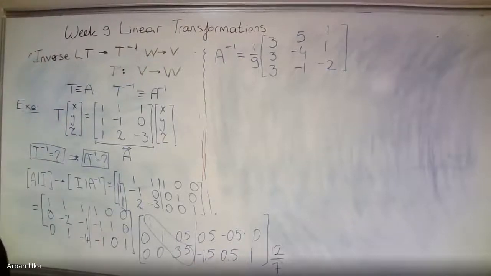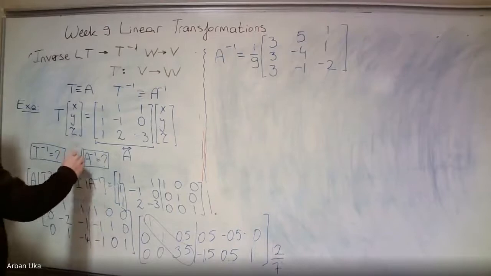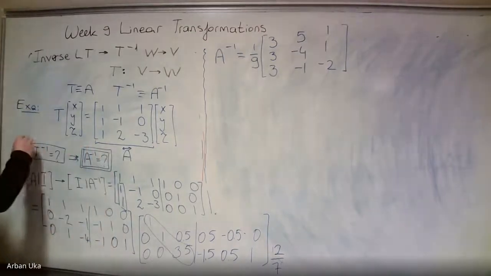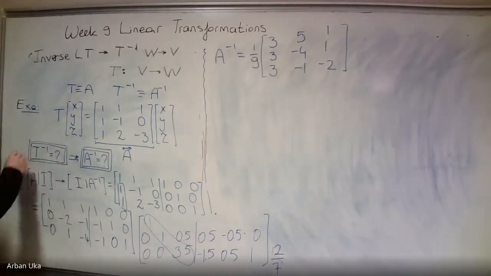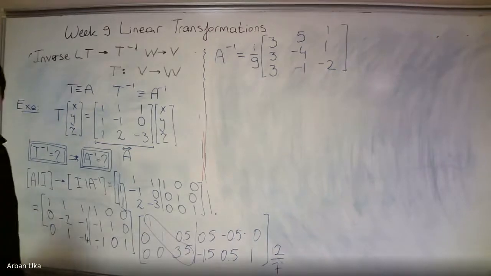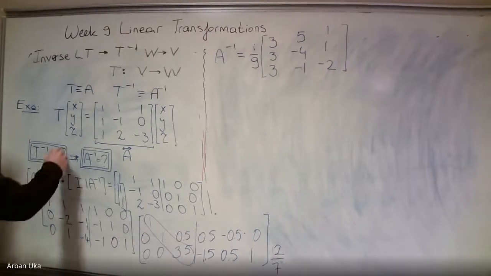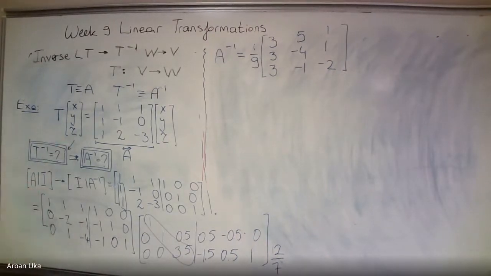So the A inverse, this is the matrix that we want to find. Now that we know this A inverse, it should be easier for us to identify what is this inverse linear transformation T that we were asking in the first place right here.